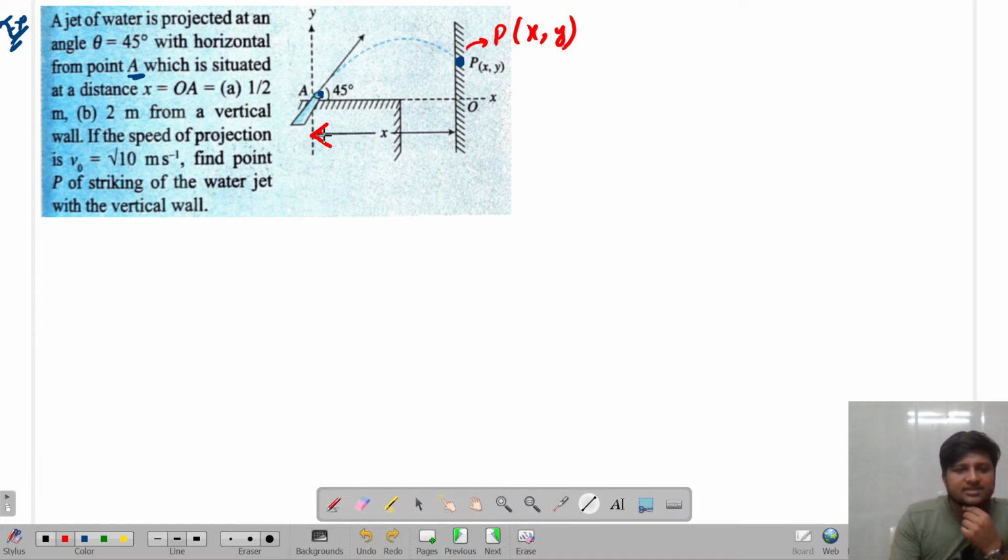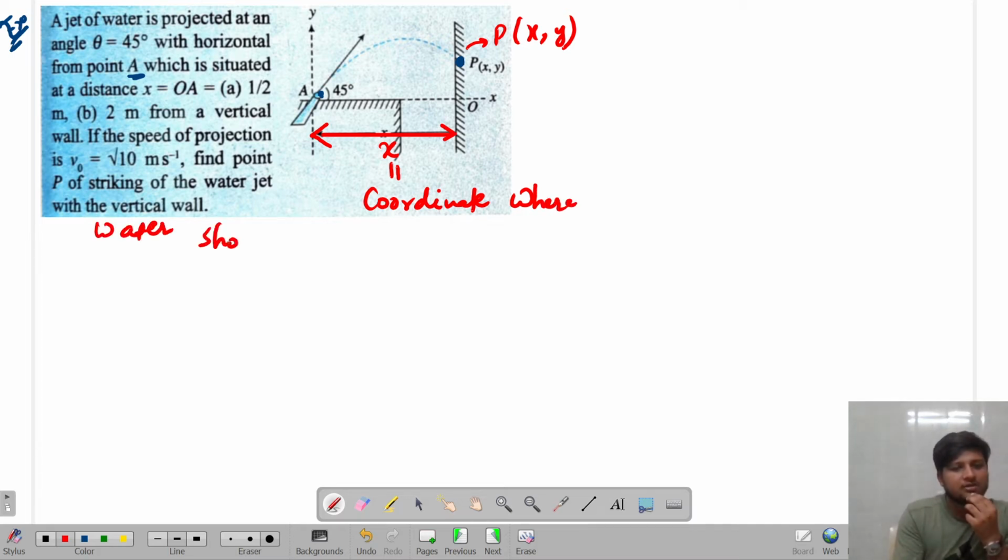Now if it is covering some distance x over here, can I call this distance x a range? Sorry, one minute. It's not the range. X is the coordinate where water should hit. Now, if you are aware of this x point, you can try to calculate the range. To get the value of range, what is required? First, you need to have the y value over here. So to be aware of that, try to apply something.